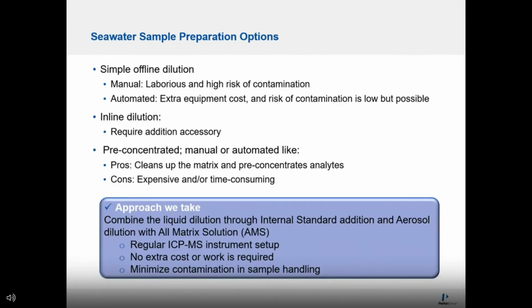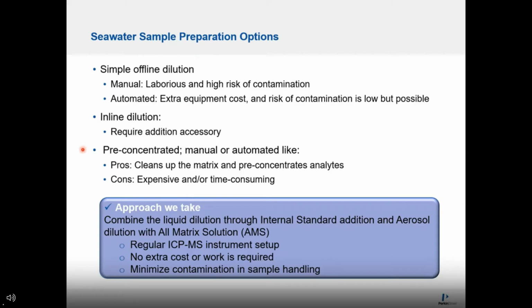There are a few approaches in seawater sample preparation for ICP-MS analysis. The first approach is a simple offline dilution, which we can perform manually or using standalone automated equipment, while it requires additional costs for dedicated equipment. It is still laborious and has a high risk of contaminating the samples. One step advanced is using an inline dilution, such as the PrepFast from ESI. Of course, this adds additional costs.